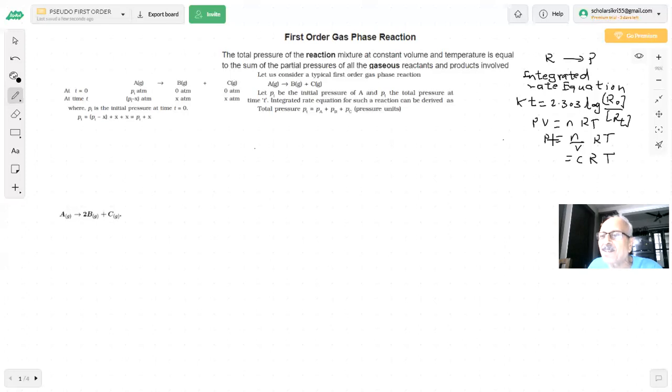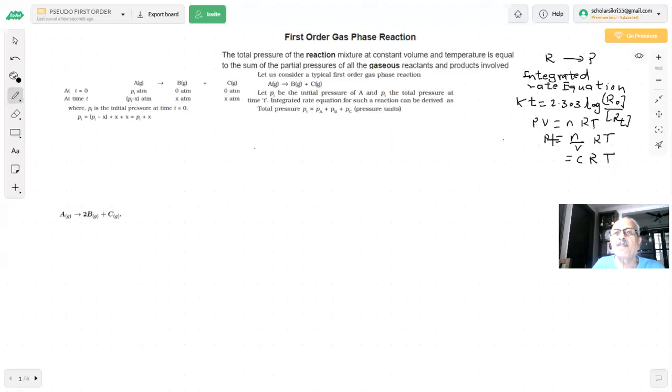R and T are constant. R is the gas constant and T is the temperature. So instead of concentrations, I can put the partial pressures now. See what I have written here, a very important thing. The total pressure of the reaction mixture at constant volume and temperature is equal to the sum of the partial pressures of all the gaseous reactants and products involved. Very important point. I hope you have noted this down.